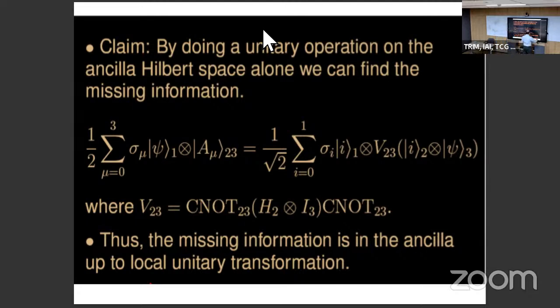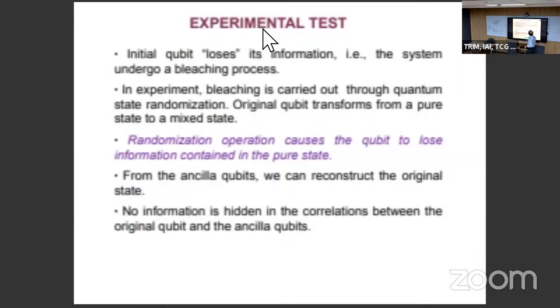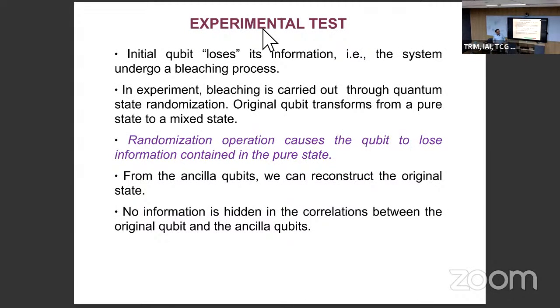This we actually verified experimentally with an NMR setup, in collaboration with Professor Anil Kumar at IIT Bangalore in 2010, and beautifully they demonstrated this no-hiding theorem. In this experiment we try to do this randomizing channel, and this qubit loses the information. As I said, this channel transforms a pure state to a completely mixed state, and at the end you will find that you can reconstruct the information from the final state of the ancilla, and moreover nothing is hidden in the correlation between the original and ancilla qubit. All these statements were tested in the experiment.